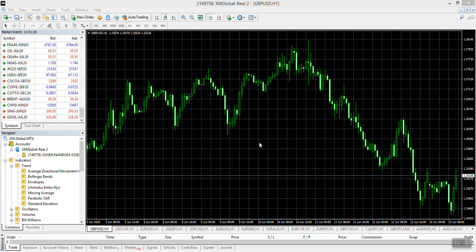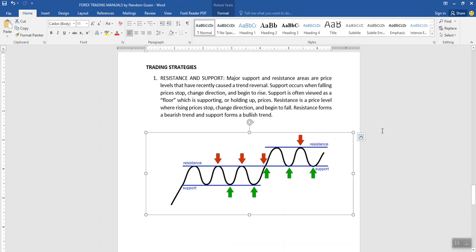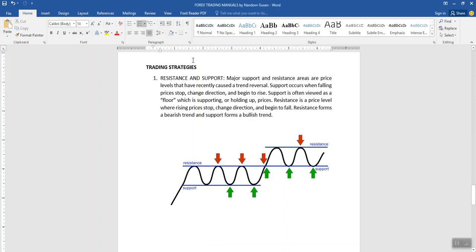And in this video, I'm going to be teaching you about understanding resistance and support. From my little book here, I wrote one of the first strategies is resistance and support. Here the major resistance and support are price levels that have recently caused trend reversals. That's what they do. They cause reversals in trends.